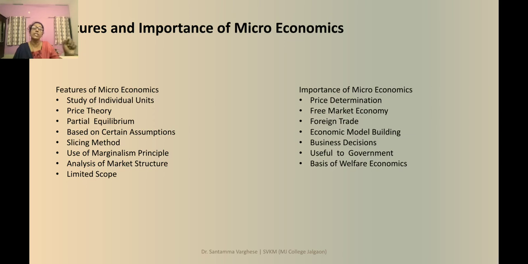Partial, P-A-R-T-I-A-L, means part. So we are studying different parts of the economy. So it is partial equilibrium, balancing the two factors. Which are the two factors? The price, the work of different consumers, the work of different individual firms, the work of industries. It isolates the individual unit from other forces and studies the equilibrium independently.